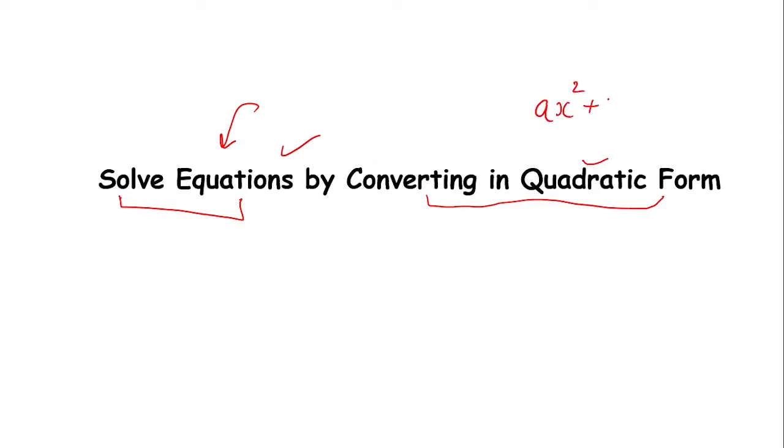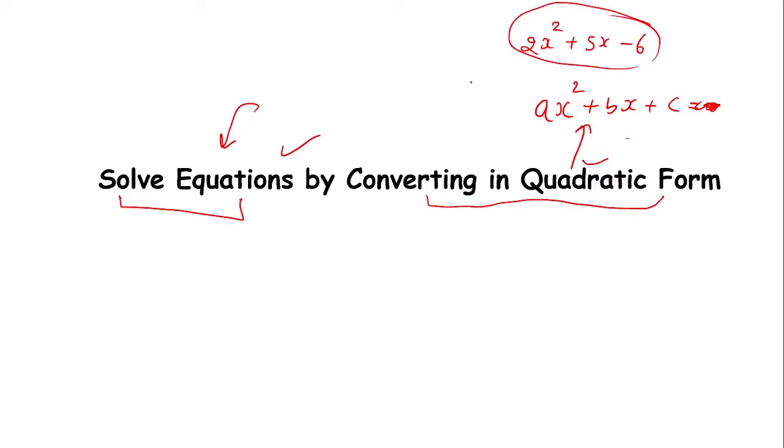ax² + bx + c = 0, or you can skip the 0 as well, no issue. You need to remember this quadratic form, like 2x² + 5x - 6. This is quadratic form. Let's take one question and you will easily understand the meaning of this lesson.